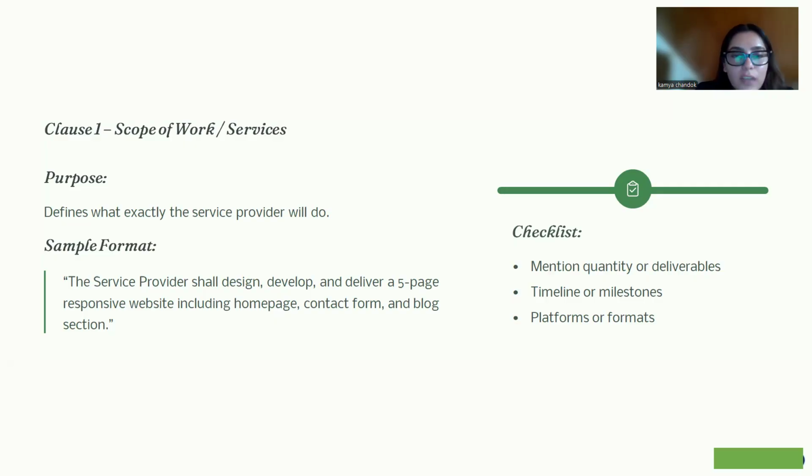Now, what this clause does is it eliminates the guesswork. If it is vague, the client may expect 10 deliverables while the provider is thinking of just three. And this is how your dispute will begin. So it is very important to make sure you're including the right things while drafting your scope of work clause.